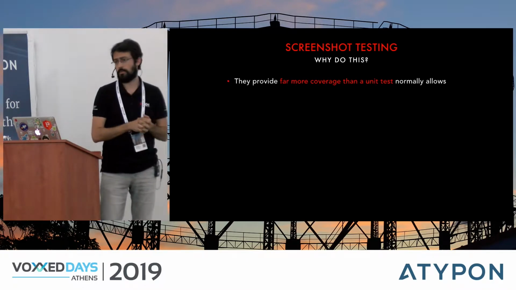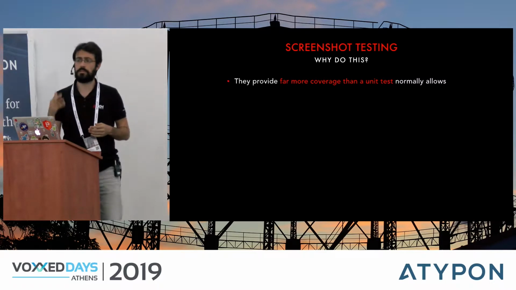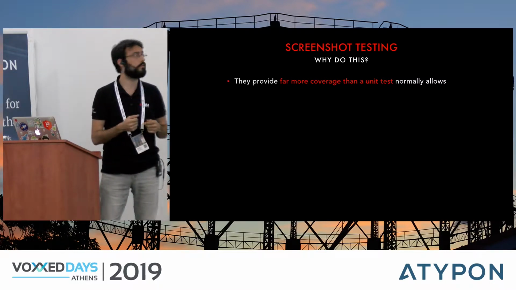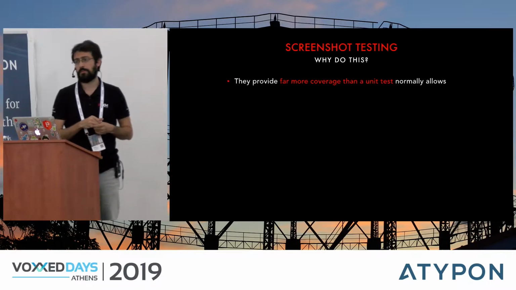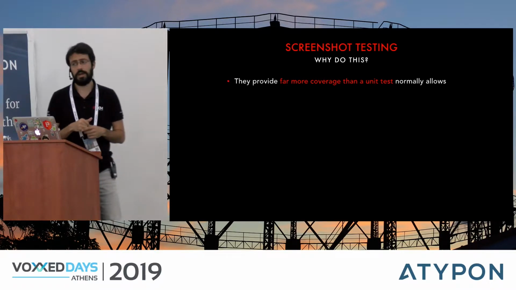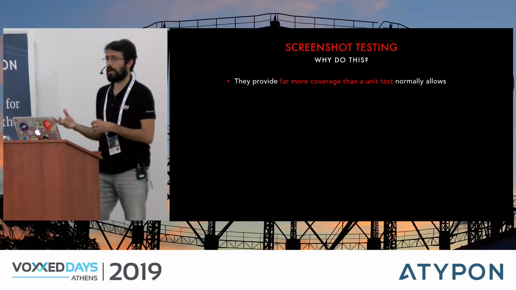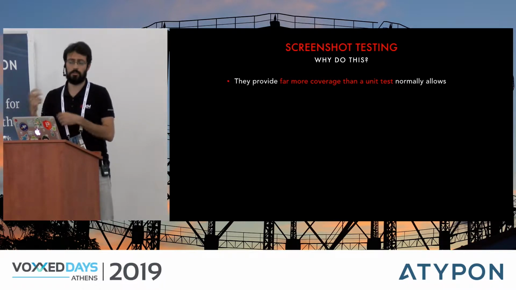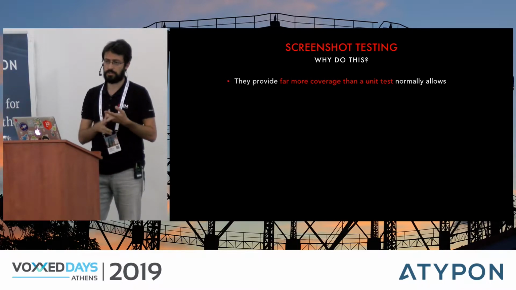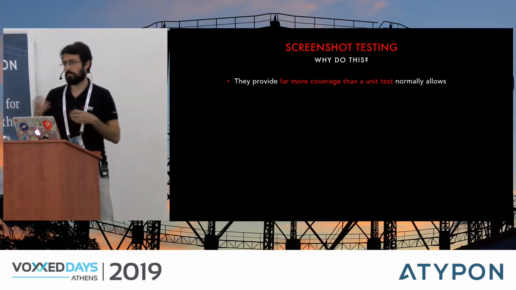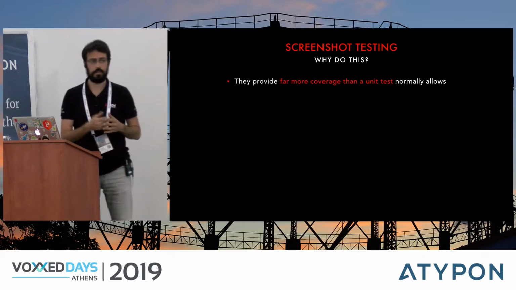But why bother? Why do that? I would argue that by just adding screenshot testing into the project, you would have actually gained quite a lot. The most important thing is that it provides far more coverage than a unit test normally allows. If you wanted to unit test the UI, then you would have to write multiple assertions on the fonts, the sizes, the colors. But with a snapshot test, you just produce an image.